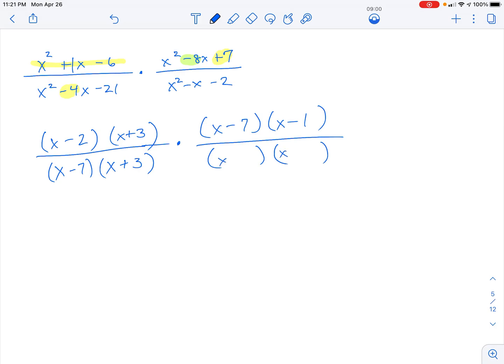So I've successfully factored that. Let's do the same thing for the bottom here. Looks like it's going to be 2 and 1. Has to be one's a negative, one's a positive. And that right there will work.